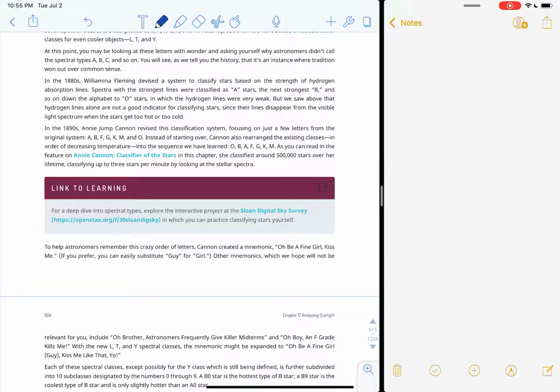So yeah, there's this mnemonic that was created by Annie Cannon, who classified the stars, and she came up with, "Oh, be a fine girl, kiss me," or guy. "Oh, be a fine guy, kiss me," whatever you want to put in there. That's a mnemonic, a way to remember this. "Oh, be a fine girl, kiss me."